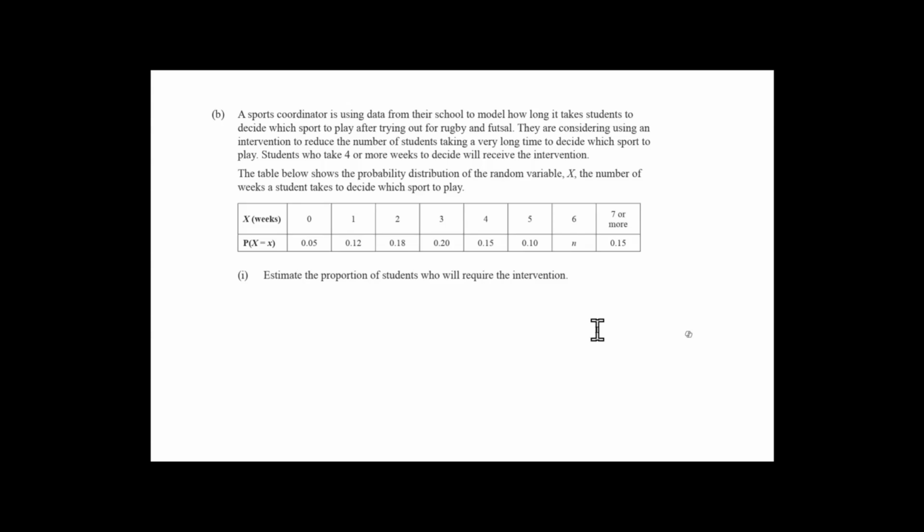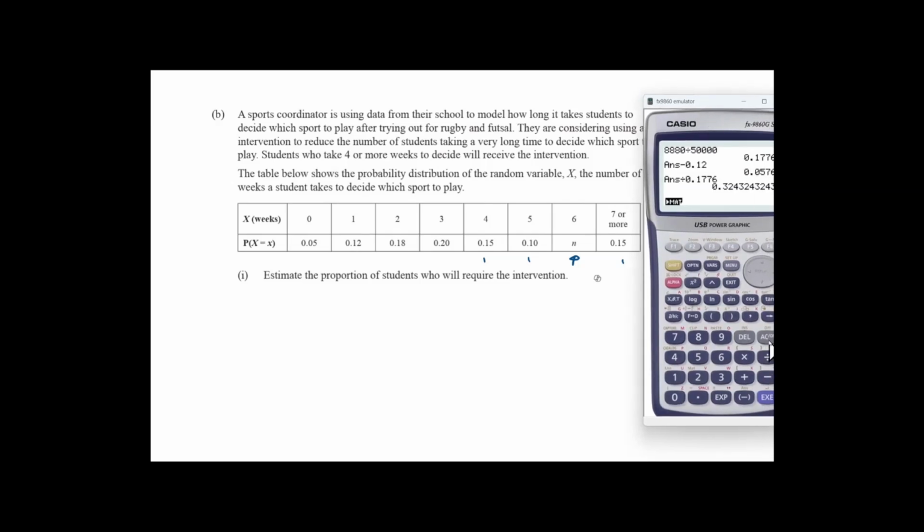All right. Now, the table below shows the probability distribution of the random variable x, the number of weeks a student takes to decide which sport to play. Estimate the proportion who will require an intervention. So if they take 4 or more weeks, and here I accidentally need to work it out, it's going to be that, plus whatever this is, plus that. Let's work this out just because we can. They all have to add up to 1.